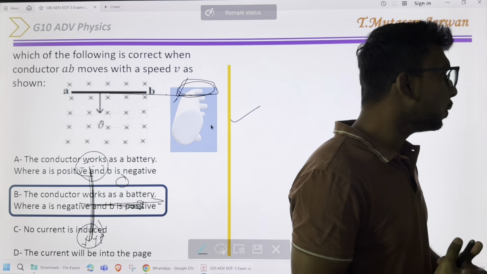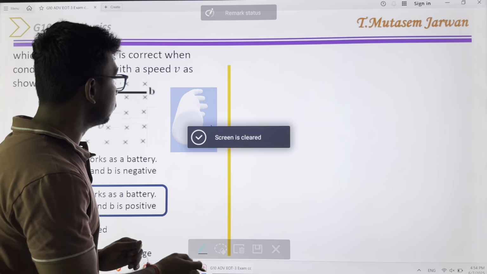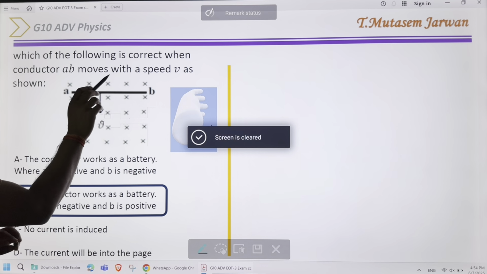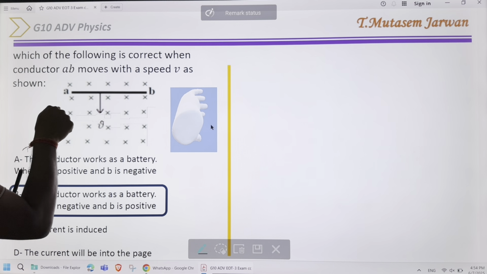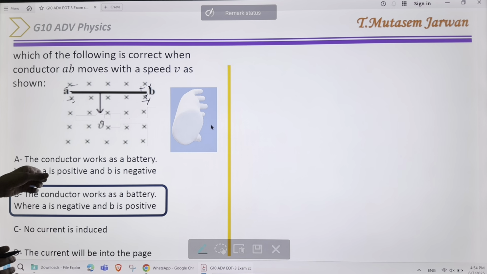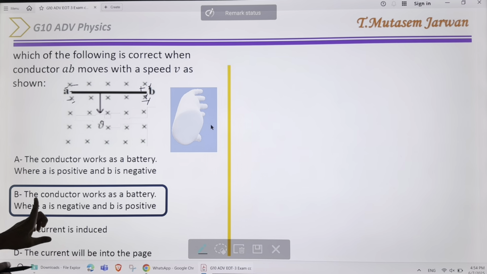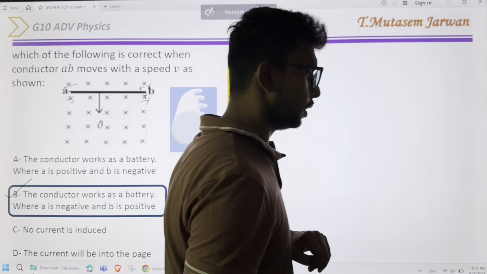Which of the following is correct when conductor AB moves with the speed V as shown? So if we have to find out, the cross magnetic field is there, that is going in, the velocity is down. So velocity is down, cross magnetic field is in, thumb is pointing up. So this is the positive charge collection. This is the negative charge collection. The conductor works as a battery, correct. Where A is positive and B is negative. No, wrong. B is positive, A is negative. The conductor works as a battery where A is negative and B is positive. This is fine. No current is induced. The current will be into the page. No, these two are wrong. The option is B.